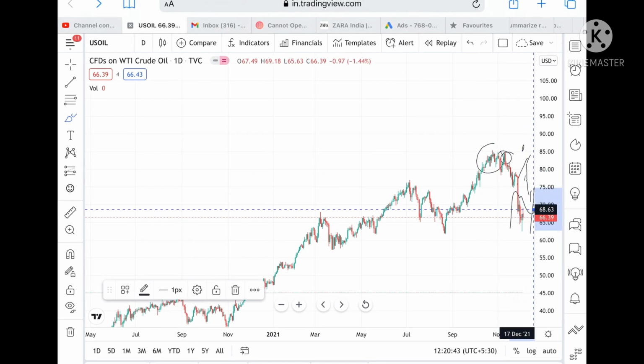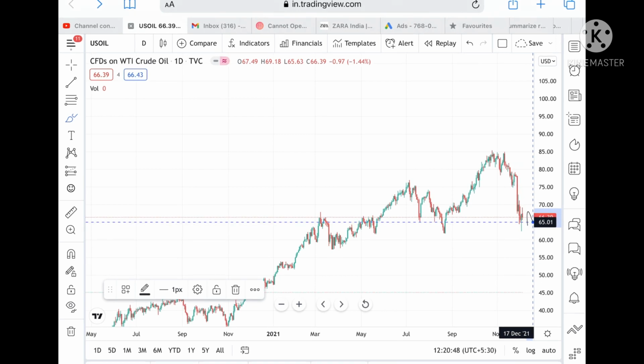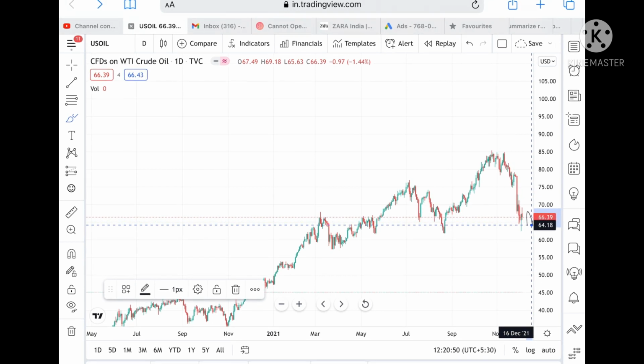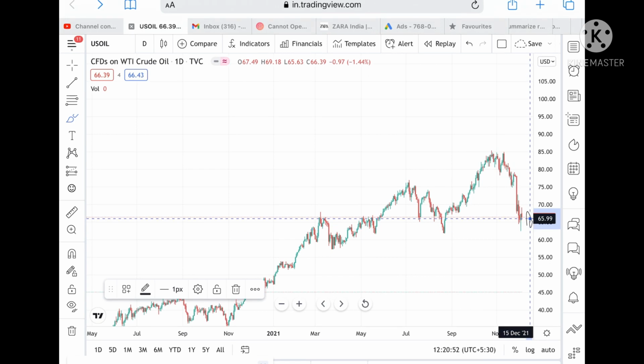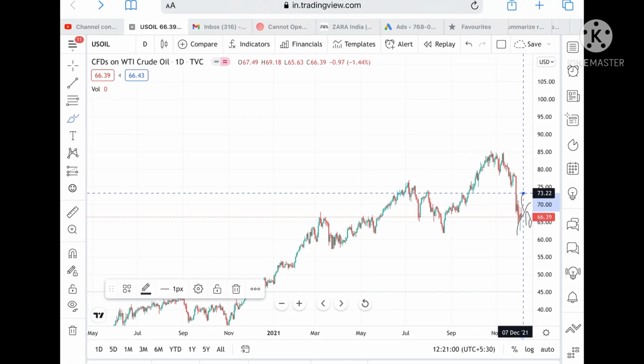So what we have to do is keep in mind what I've already told you: if the price goes below a level of 63, keep in mind that it can go further. Above a level of 70.57, then we can see it can go and touch a level of 73.22.